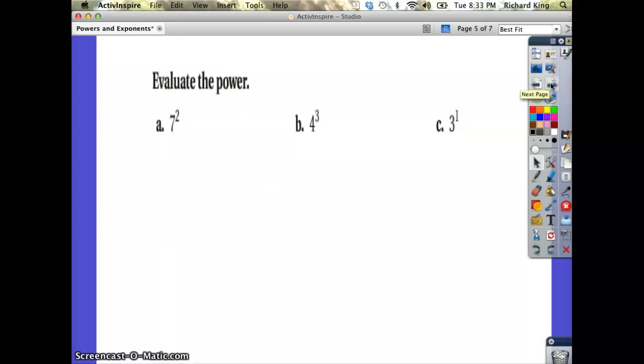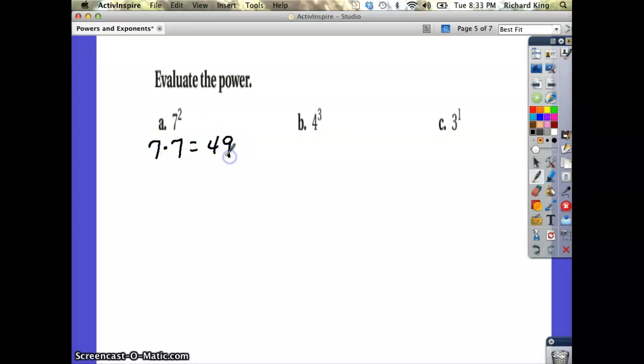So let's do some examples of evaluating powers. In this case, 7 to the 2nd power, or 7 squared. That means that 7 is used twice. So 7 times 7 equals 49.